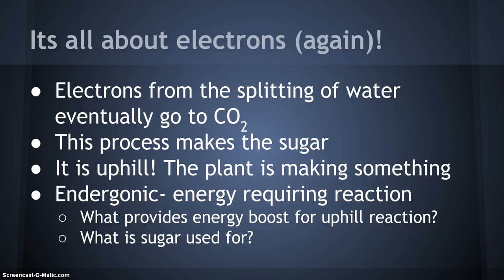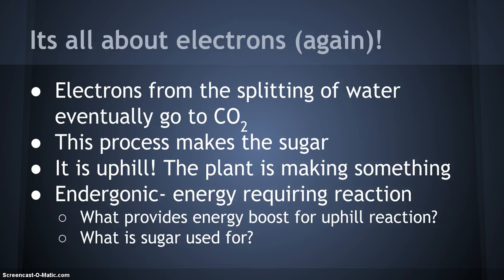Now let's actually talk about what's going on. It's all about electrons. Again, we learned this with cellular respiration, and we're going to learn it all over with photosynthesis. Electrons from the splitting of water eventually go to carbon dioxide. So we're going to split that water that comes in, and the electrons are going to be used to connect the carbons from the carbon dioxide to make sugar. It is uphill. That means the plant is making something. It is what is called an endergonic reaction, an energy requiring reaction. So we're making something, and we require some energy to be put in.